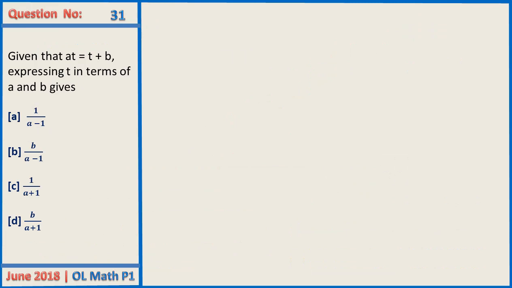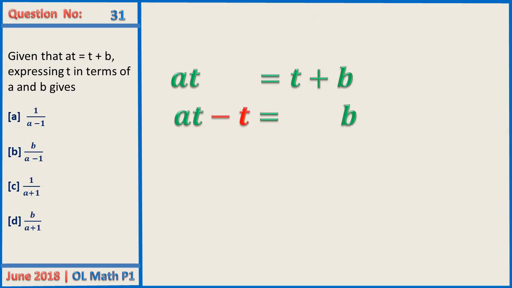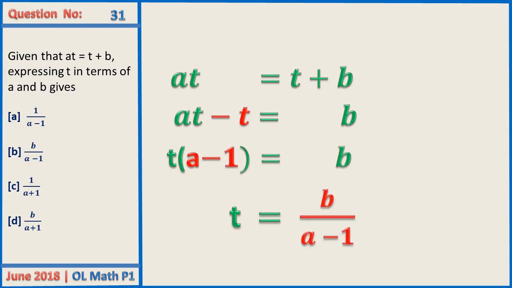Question 31. Given that AT equals T plus B, express T in terms of A and B. So here we have to make T the subject of the formula. That gives us AT is equal to T plus B. We now bring the T to the left hand side. We are left with AT minus T equals B. Factorizing out, we have T into A minus 1 gives us B. And dividing both sides by A minus 1 gives us T to be equal to B all over A minus 1. And the key here is B.